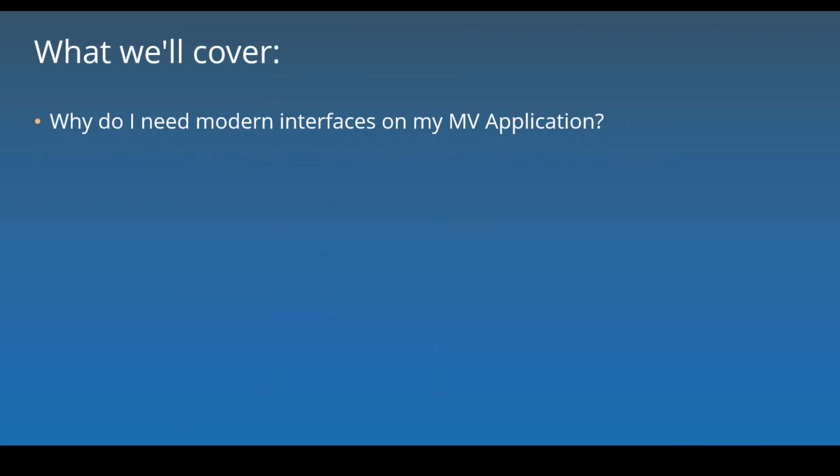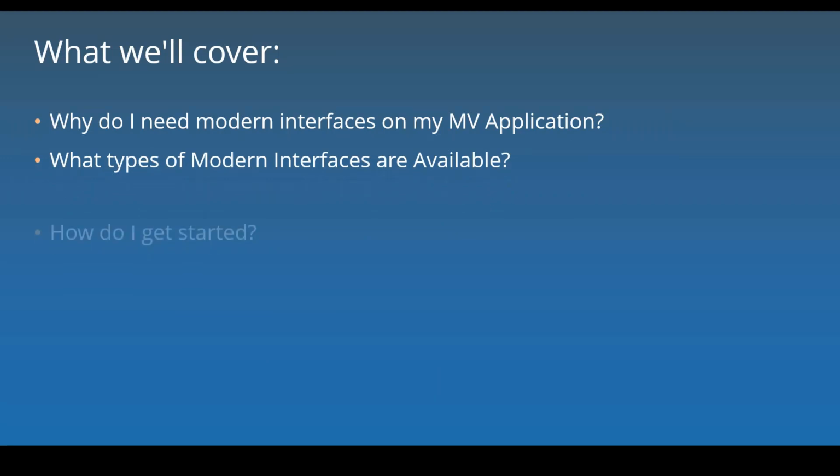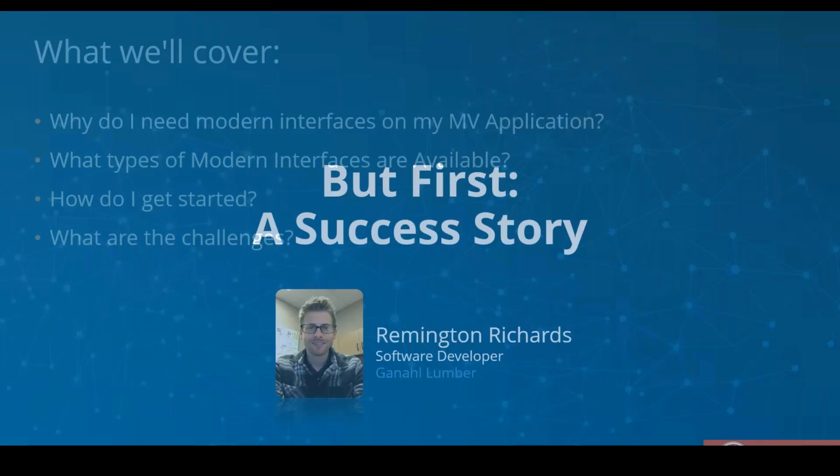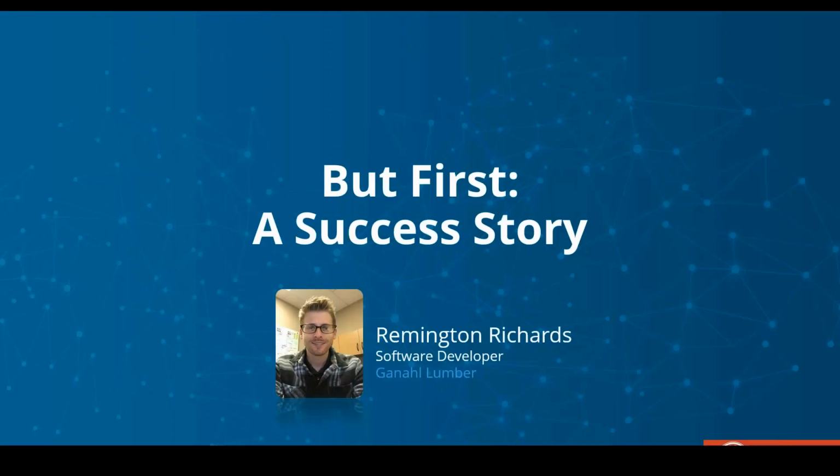Okay, so here's what we're going to cover today. First of all, why do I need modern interfaces on my MV application? And what types of modern interfaces are available? Because there certainly is more than one. We're going to also help you discuss how to get started. And I'm going to follow back with what are the challenges to this, which is always important to be realistic. But first, let's jump straight into Remington Richards, who's going to tell us what he's already done for his company, Ganahl Lumber. Remington?